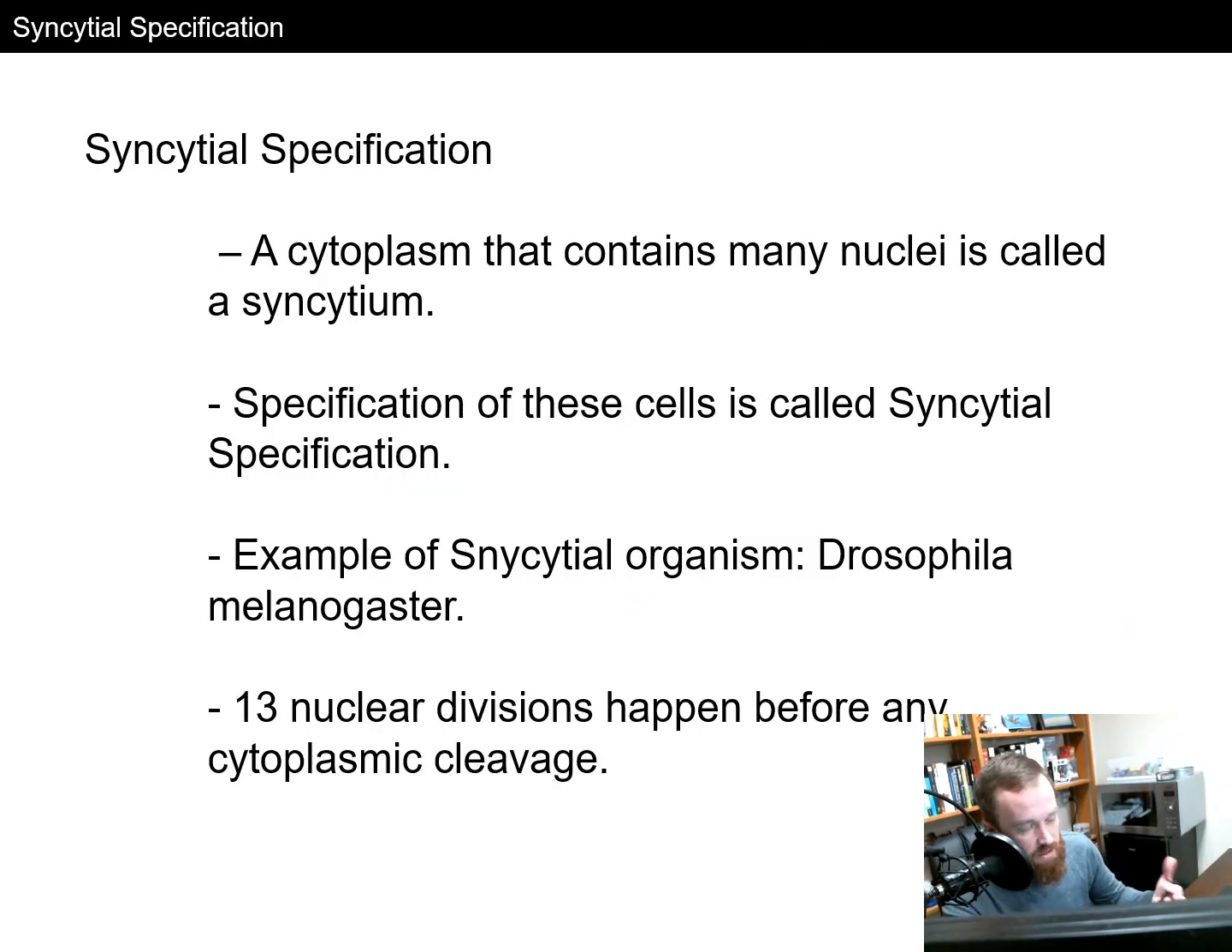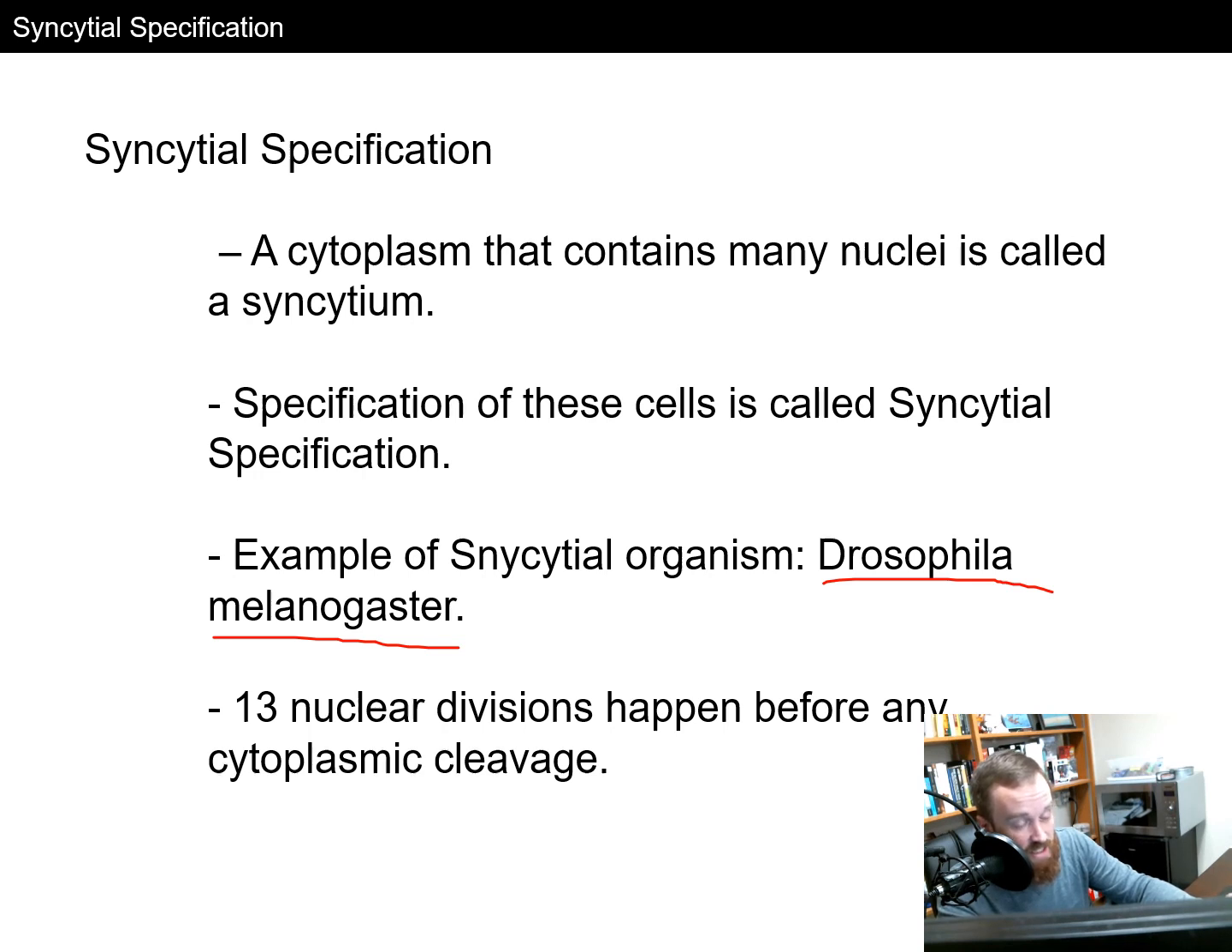So the last type of positional specification that we're going to talk about is syncytial specification. And this occurs in insects. This is where a cytoplasm has a lot of nuclei within it, called a syncytium. Specification of these cells is called syncytial specification. And like I said, this occurs in insects, so Drosophila melanogaster, the fruit fly, is one of the organisms that undergo this type of specification.